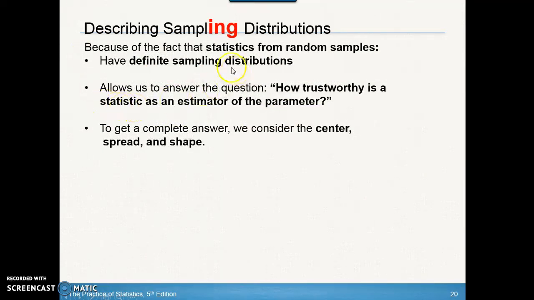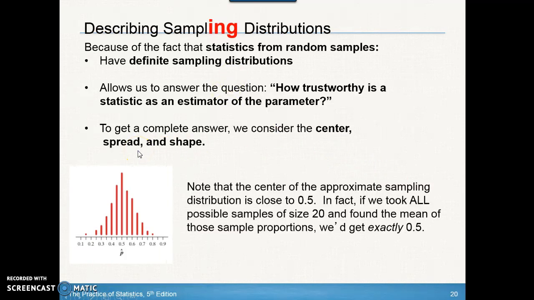Okay, so because statistics from random samples have definite sampling distributions, we can ask the question, how trustworthy is the statistic as an estimator of the parameter? Can we really trust the sample? Is it really the same as the population? To get a complete answer, we're going to look at the center, the spread, and the shape. Notice that the center of the approximate sampling distribution is close to 0.5. In fact, if we took all the possible samples of 20, we found that the mean of the sample proportions was exactly 0.5.